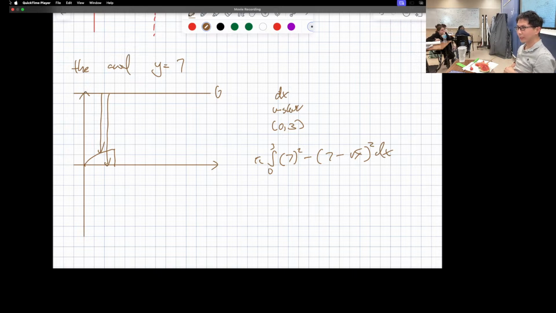Next one's still period, right? Because this is the square root x. So 7 minus root x.